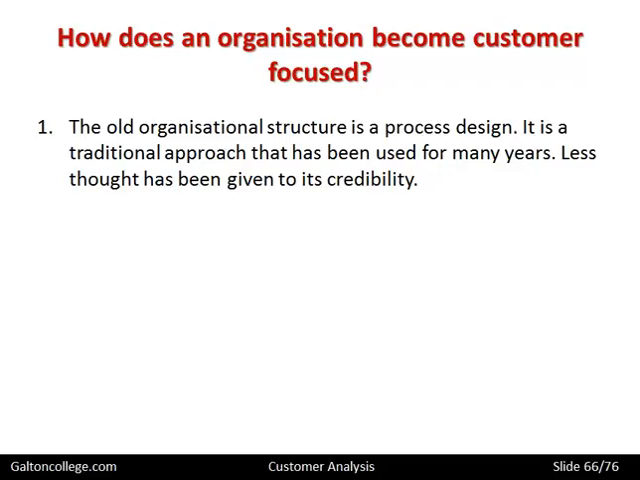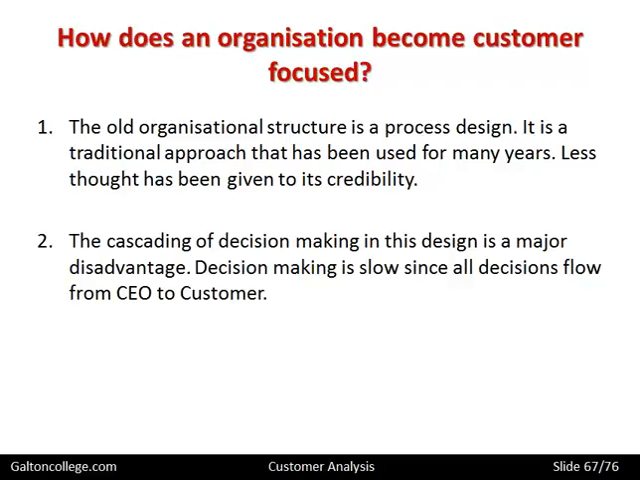The CEO is the most powerful, then the management is next powerful, and then the frontline staff, and finally the customers. But of course it's the customers who keep the business running. So it must be that they are very important, except this model does not recognize it. It's a cascading model. The decision making in this design, the design we're talking about here, is a major disadvantage. The decision making is slow since all the decisions flow from the Chief Executive Officer to the customer.